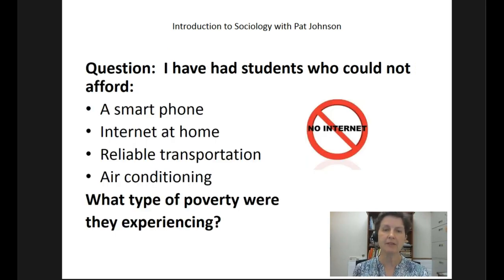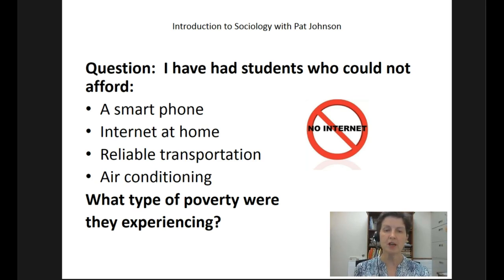On the other hand, I've had some students who could not afford a smartphone of any type, internet at home. They had to rely on either the school or the library. They didn't have reliable transportation. If they had a car, it was constantly breaking down or was already broken down and they couldn't afford a repair. And some of my students here in the South lived in homes that did not have any air conditioning.